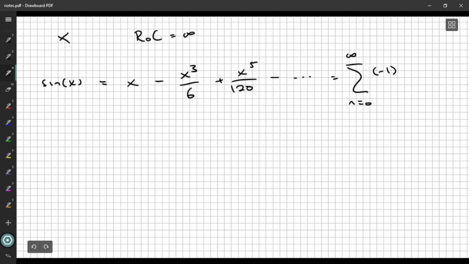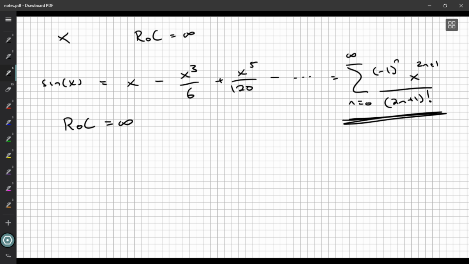Okay, it alternates, so we can do minus 1 to the n, x to the, it's only odd powers, and we only divide by odd factorials. Okay. So x is its own power series, and sine has a power series like this, and if you remember, the radius of convergence is also infinite. Okay. Turns out if we multiply these two, we will get a power series that converges everywhere as well.